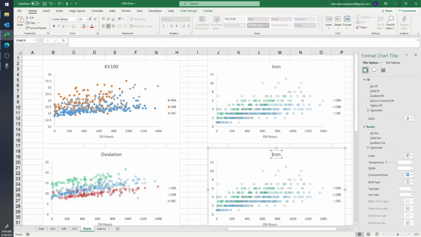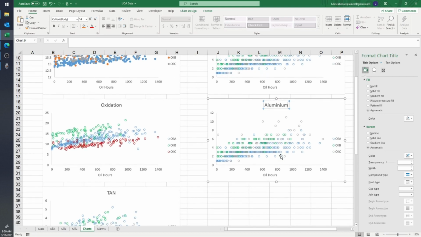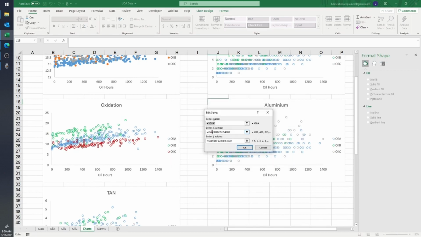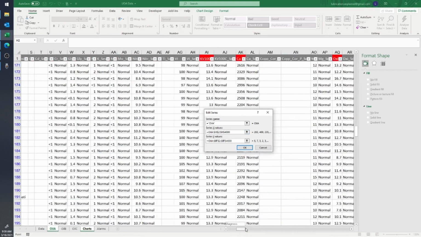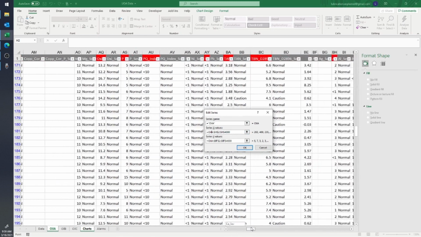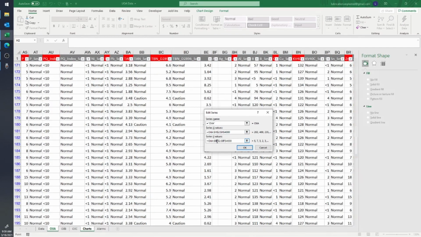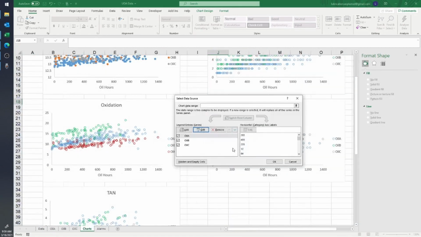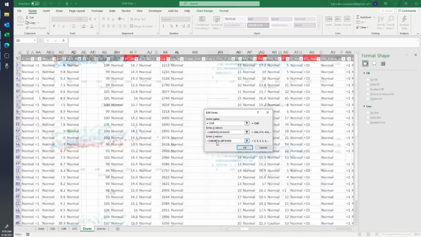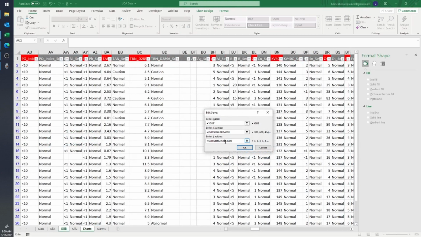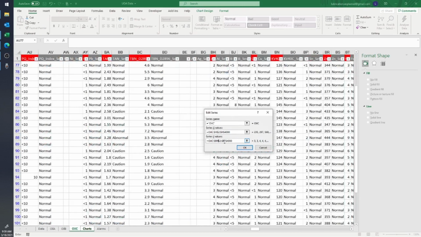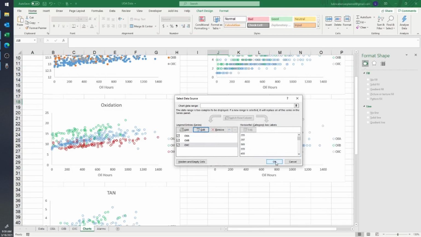So let's just quickly check aluminium. And I'm going to change the data here again to show aluminium, which is in column BH. Okay, so hopefully you're starting to get the feel that you can build a lot of these charts very quickly, but we also want to apply some knowledge that we have about lubricant technology, because without that understanding, they don't really mean anything.